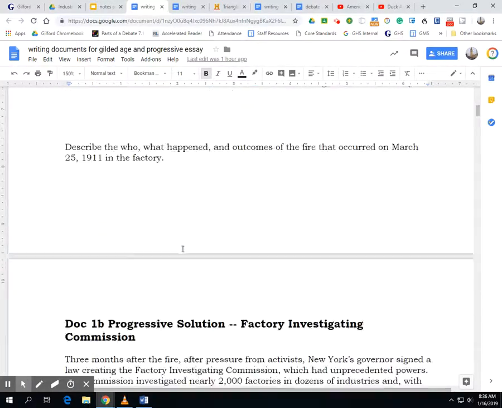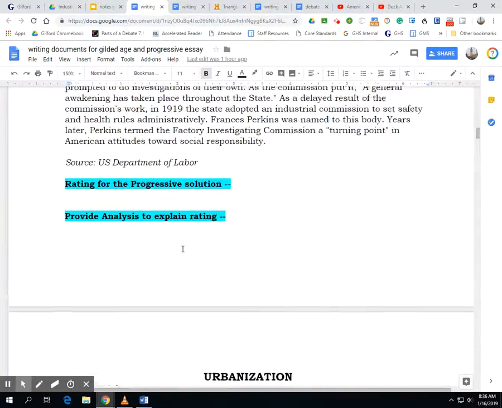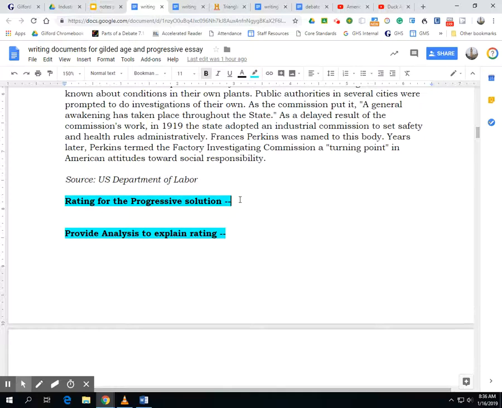So at the end of every B document, highlighted in blue, you will see a rating for the progressive solution. So after reading the document, you will determine, based on the problem, did they succeed in achieving the goals they set out to? You would either put completely, partially, or did not at all. And then analyze or explain why you came to that rating. By doing this, you're actually prepping yourself for the essay by not only analyzing the document, but you're also developing your analysis statement that will support the thesis that you eventually come up with after you analyze all of the resources.